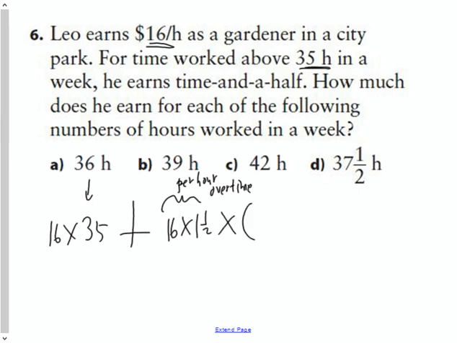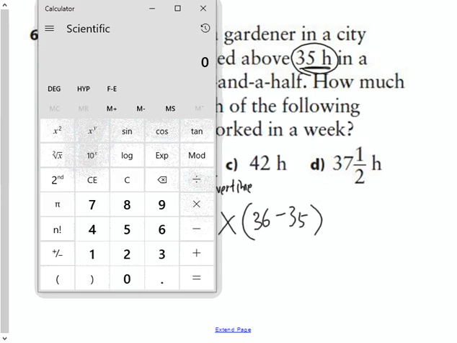Now, you might say he worked 1 hour of overtime, because if he worked 36 hours and 35 is regular wages, that means he made 1 hour of overtime. But what we're going to do is take how many hours he worked and take away his original 35 to figure out that's going to be 1 hour. So over here, we're going to now simplify it.